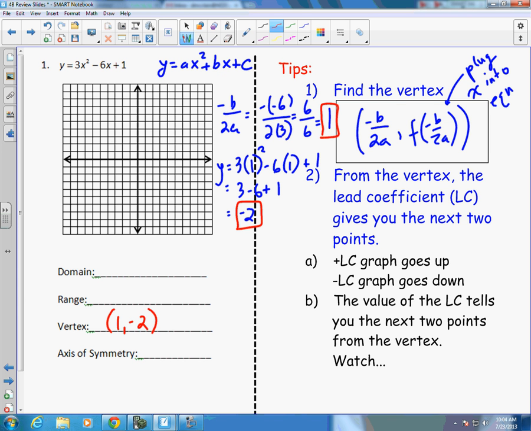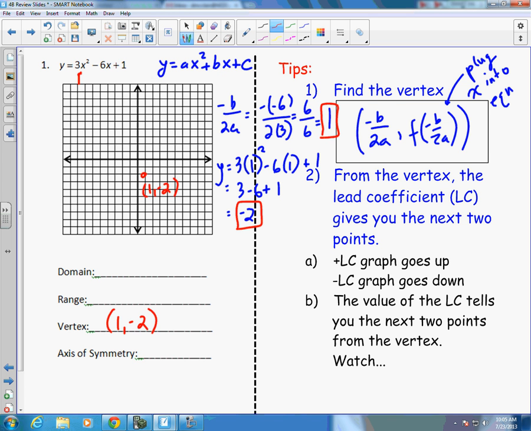The next step is from the vertex, the leading coefficient gives me the next points. The leading coefficient doesn't give me a bunch of points. It just gives me the next two, and it gives me the shape of my quadratic equation. Some teachers might have you put it in your calculator, look at the table, and find the vertex from the symmetry of the table, and actually we've looked at that too. But for the purposes of this one, I'm going to leave the calculator out of it and just graph it based off the fact that the leading coefficient, your 3 right here, tells you the next 2 points. So my vertex at 1, negative 2 is right here.